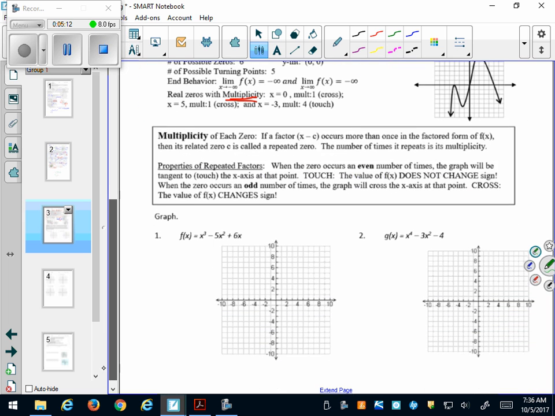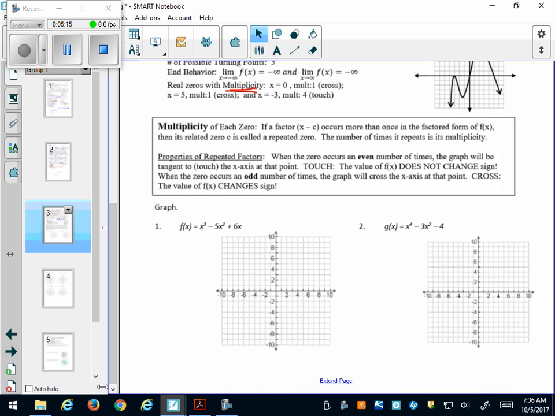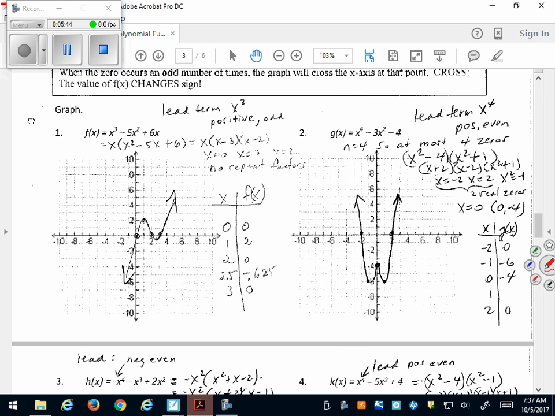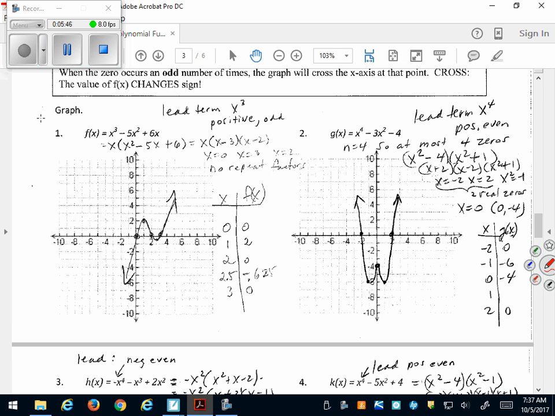So, I had you do these graphs for homework. There's the first two. Just one of them. So this first one, f of x is x to the third minus 5x squared plus 6x. The first thing you want to do is factor it, because we don't know what the zeros are until we factor this out, right? If we go in order of our let's do functions, L for leading coefficient. The leading coefficient is positive.